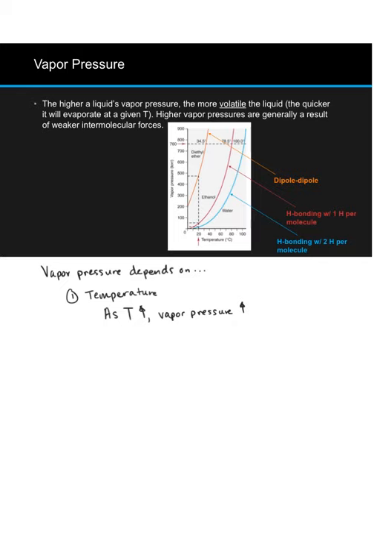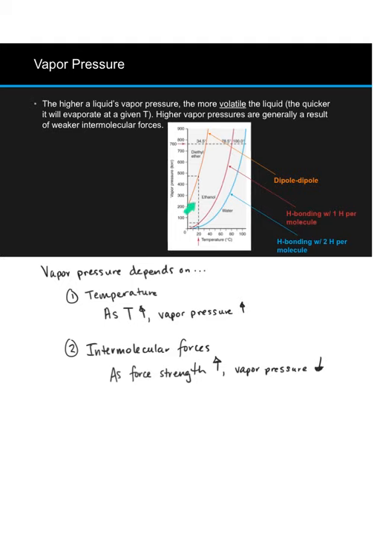The other thing that vapor pressure depends upon is the strength of intermolecular forces between molecules of a liquid. We say that as the strength of intermolecular forces increases, the vapor pressure decreases. In other words, the more strongly molecules are held together next to other molecules of the same type, the less likely they are to want to escape to become a vapor phase.